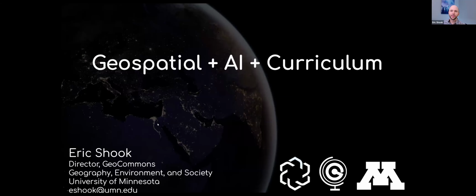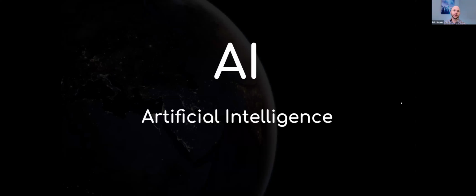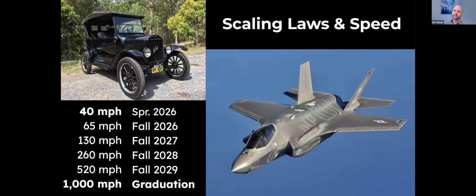Thanks. Thank you for the kind introduction. So today we're going to be talking about the intersection of geospatial sciences, AI, and curriculum. So the big question, of course, is AI, artificial intelligence. Why is it such a topic of discussion for universities, science, society? One of the reasons is something that we call scaling laws and the speed at which AI is advancing, either in its capabilities or its problem solving.